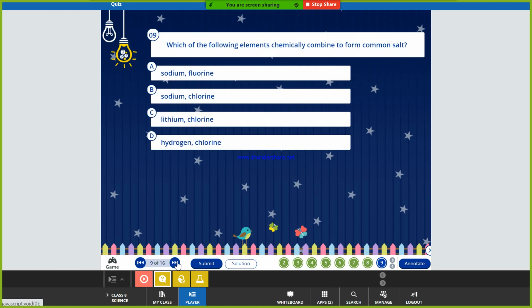Which of the following elements chemically combine to form common salt? Listen carefully. Option A, sodium, fluorine. Option B, sodium, chlorine. Option C, lithium, chlorine. Option D, hydrogen and chlorine.